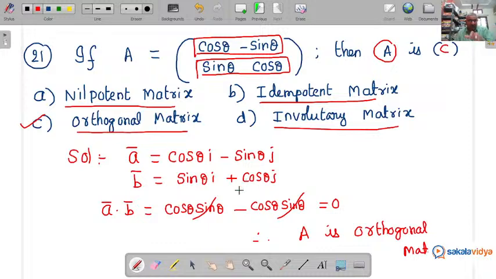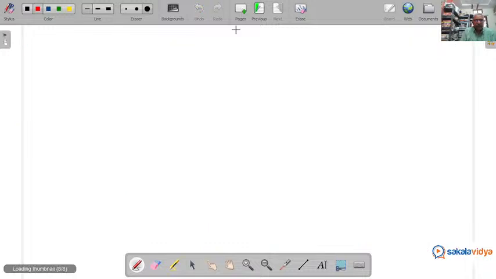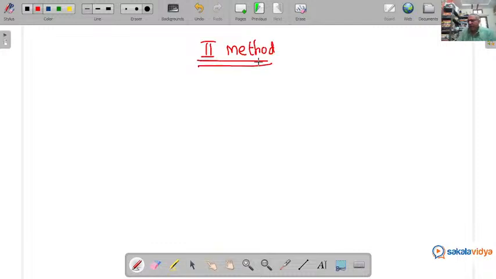Whenever trigonometric functions are there, to test for orthogonal, take any two rows or any two columns, treat them as vectors and find the dot product. If the dot product is 0, then it definitely becomes an orthogonal matrix. Otherwise you need to check A into A transpose is equal to I, which we will also do. The second method is the matrix method. I explained the super shortcut method.